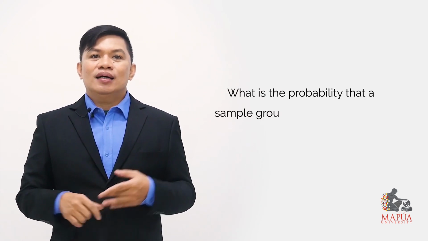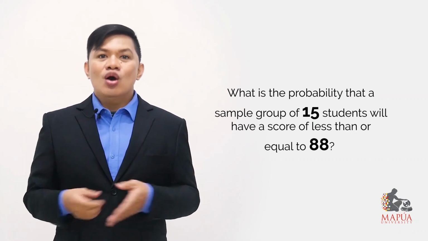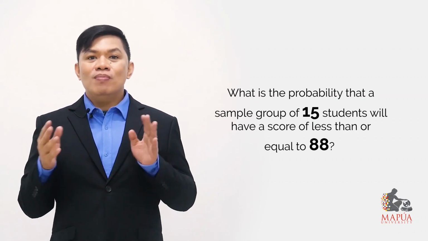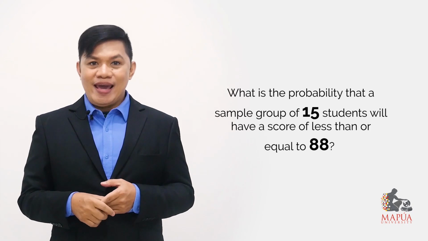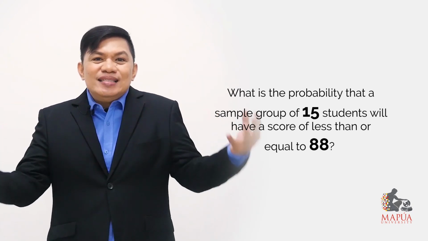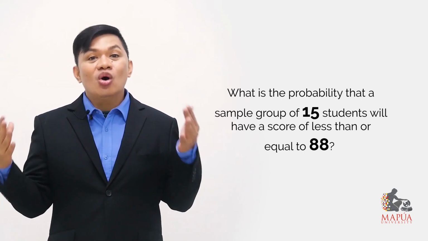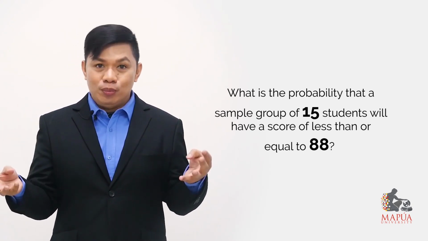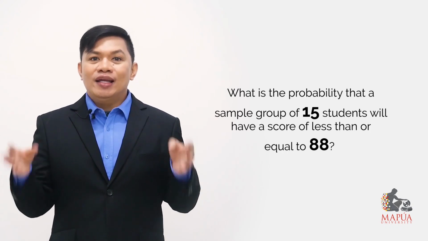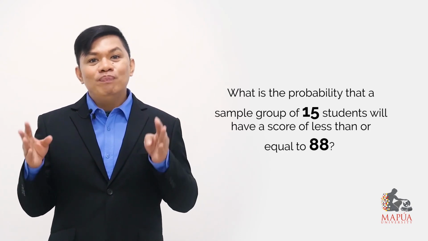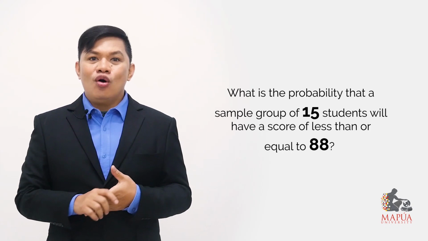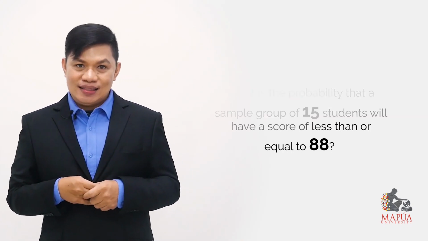Now, for the second question, we are interested in the probability that a sample of size 15 will have a score of less than or equal to 88. So how is this different from the first? Well, in this case, we are now talking about a sample group of 15 members and the probability that they will obtain an average of 88 or less.